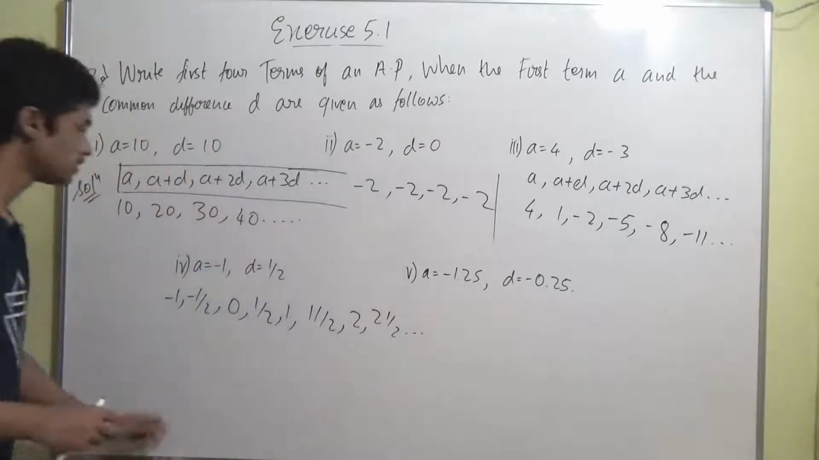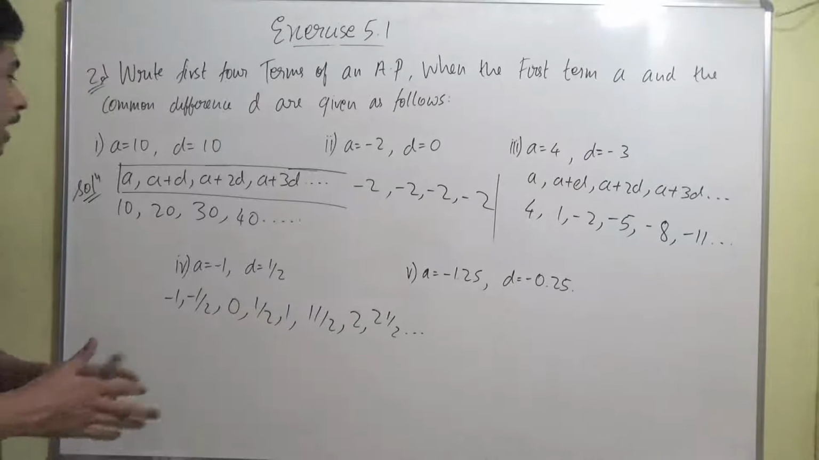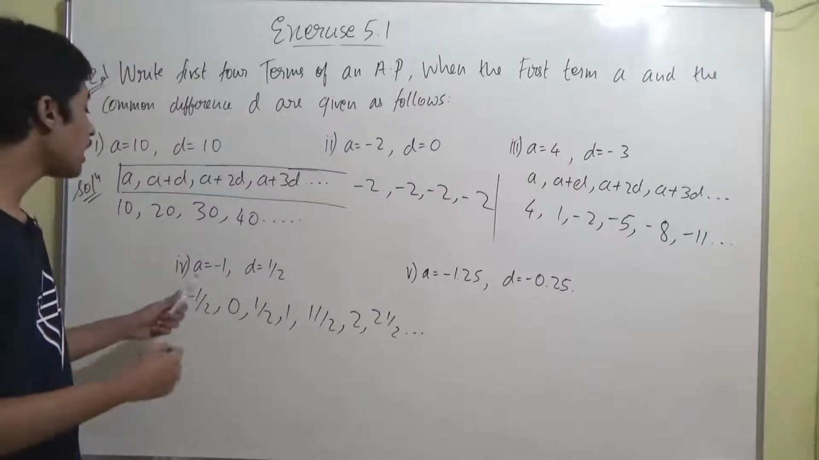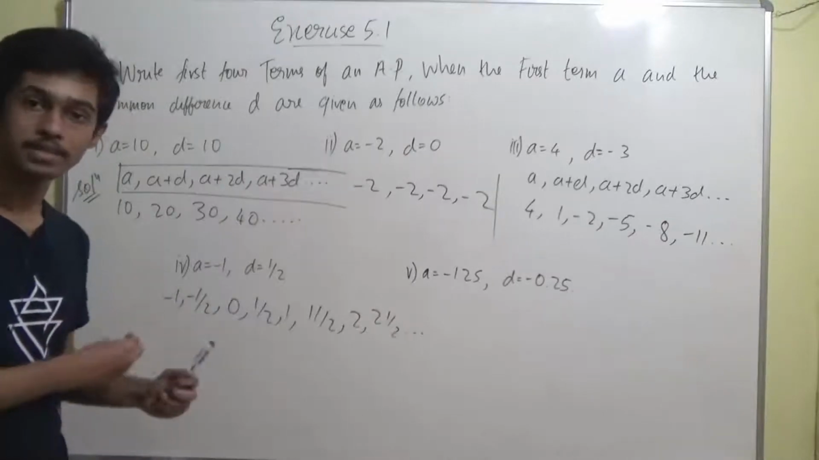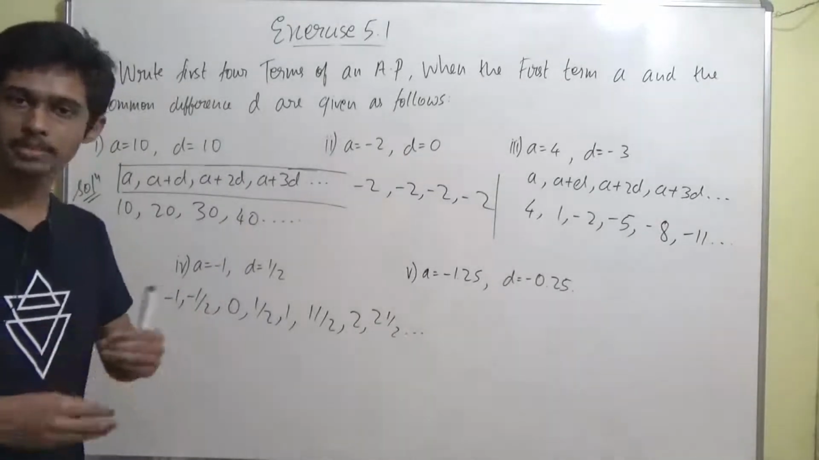Getting it, guys? They're saying the common difference is 1/2, which means you have to add half every time. When you add half to minus 1, it becomes minus half. When you add half to minus half, it's going to become 0. Minus half plus half, 0.